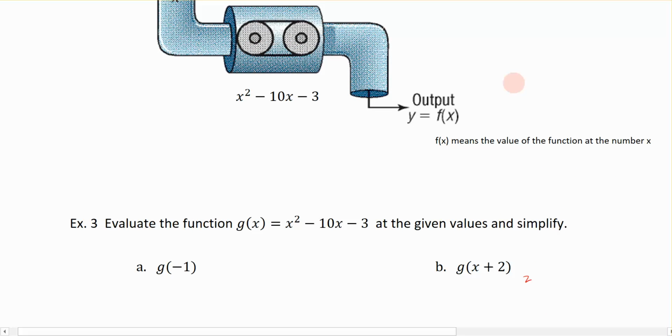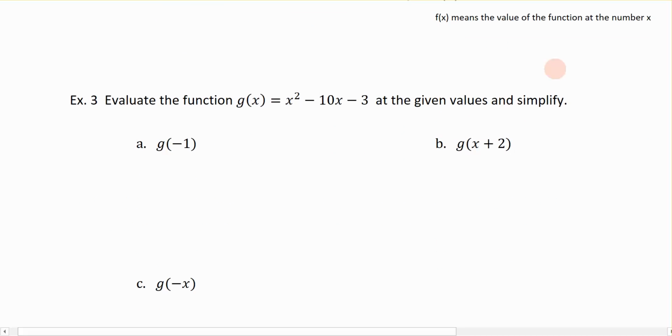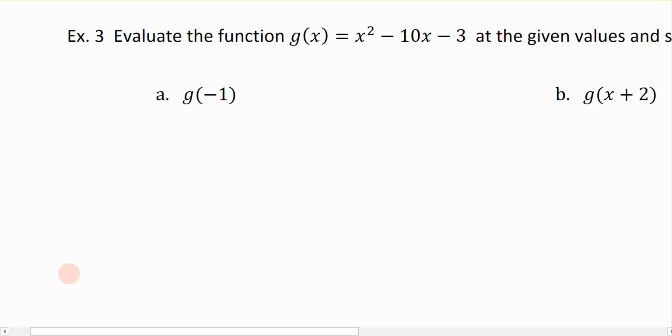So let's go down here and let's look at a couple of examples together evaluating this particular function for given values, and we want to simplify it. So the first one we're going to look at over here, for example A, I want to evaluate the function g at -1. My function g of x is given up here.